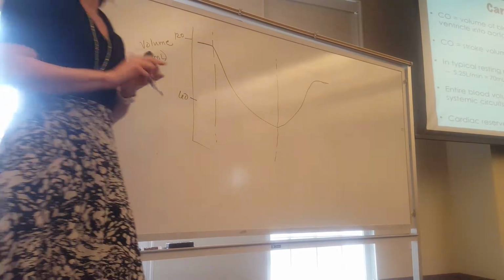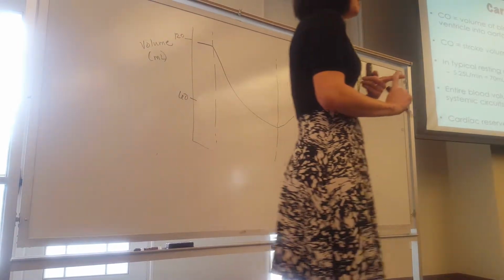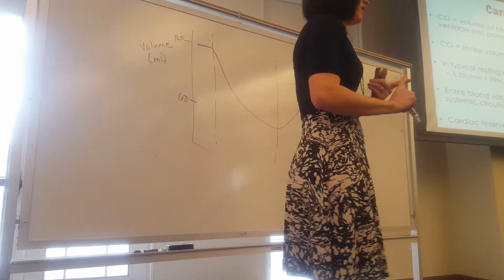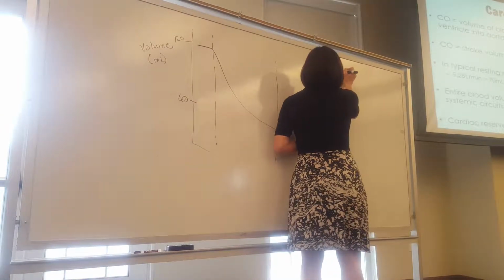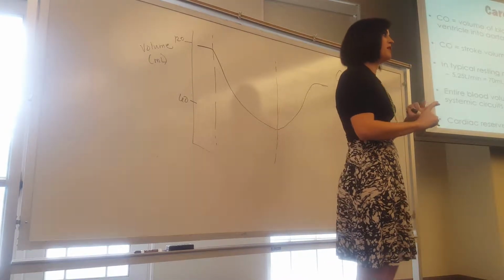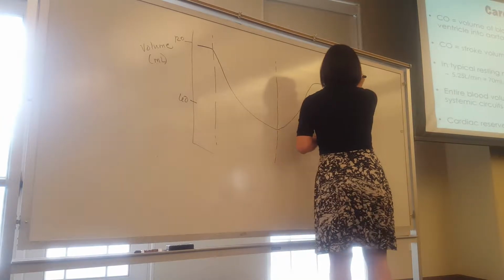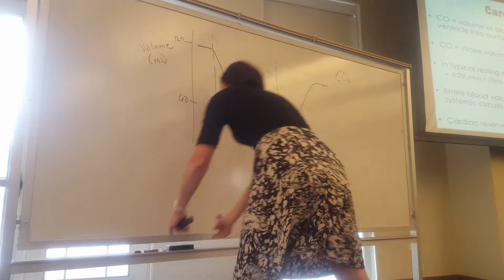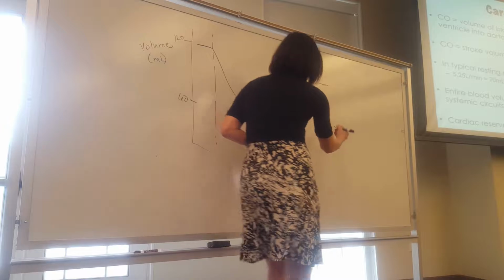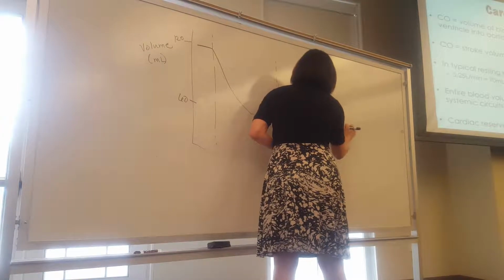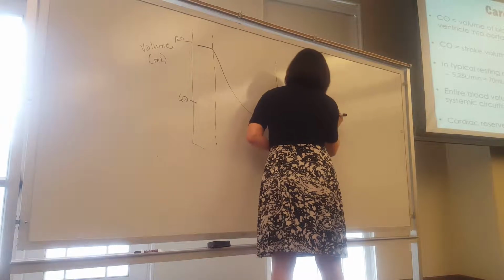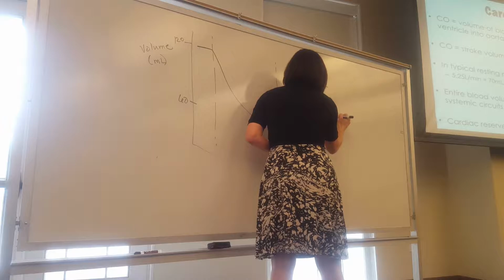So cardiac output. Cardiac output is the amount of blood your heart pumps out per minute. It's usually measured in liters per minute because over a minute it's a couple liters. Does anybody remember how many liters? 5. Yeah, exactly. So at rest, cardiac output is 5 liters per minute. Okay?